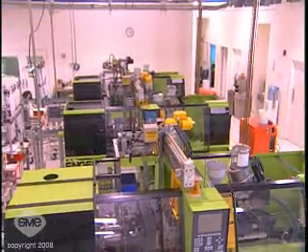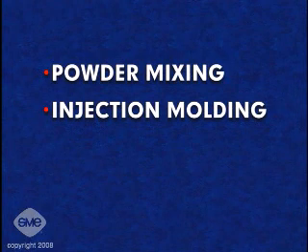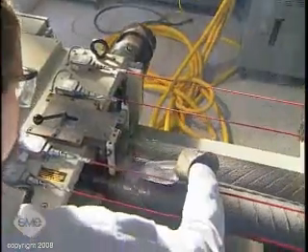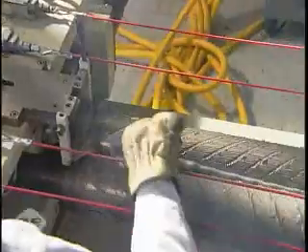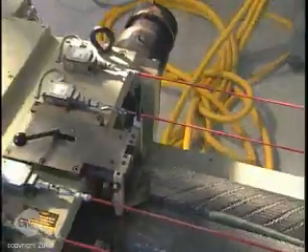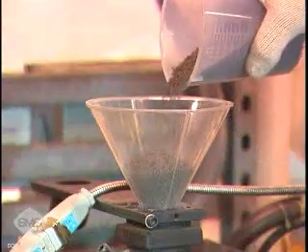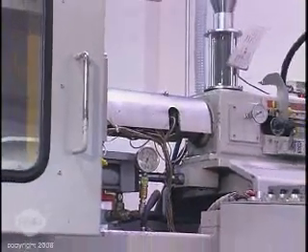Overall, injection molding involves powder mixing, injection molding, debinding, and sintering. The powder is mixed with a thermoplastic binder at an elevated temperature, then hardened by cooling to room temperature and granulated to produce the feedstock for molding. The feedstock is heated in the feed barrel of an injection molding machine.